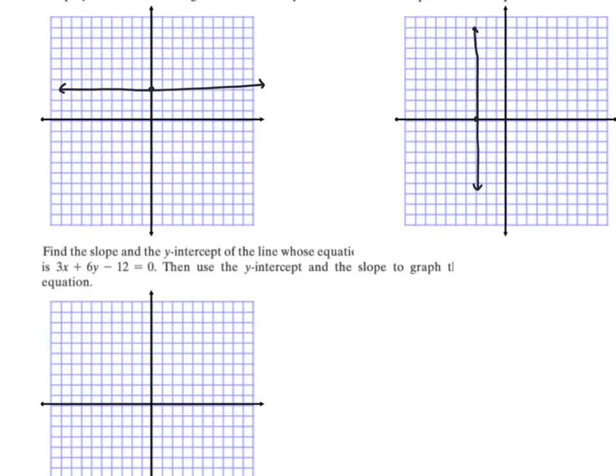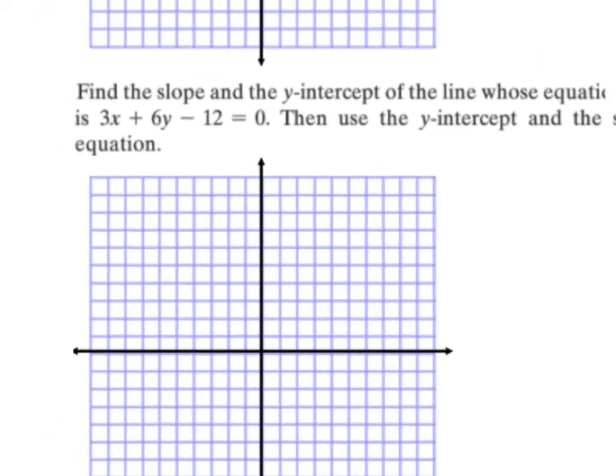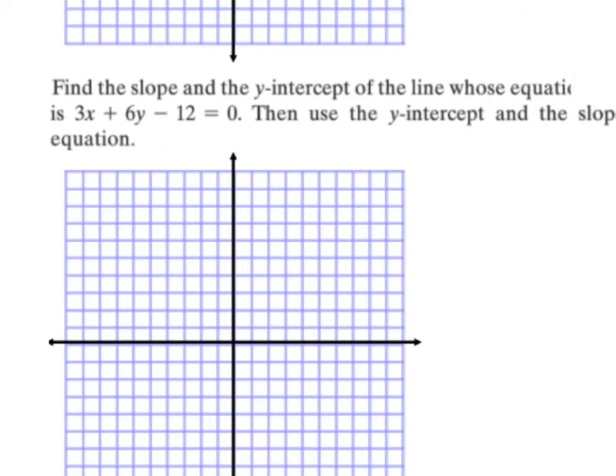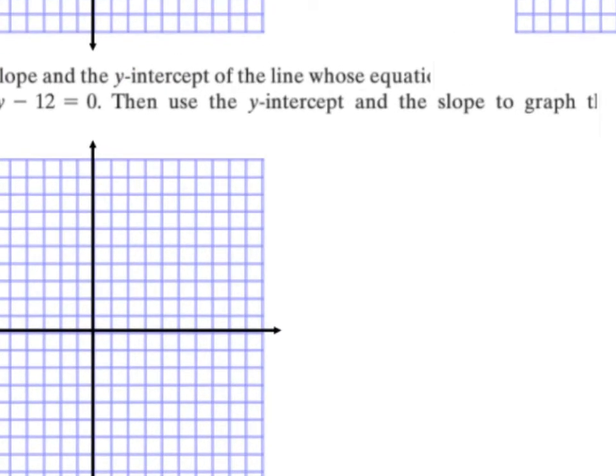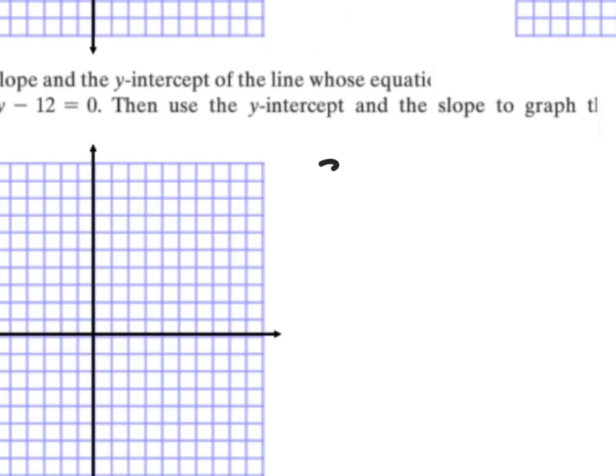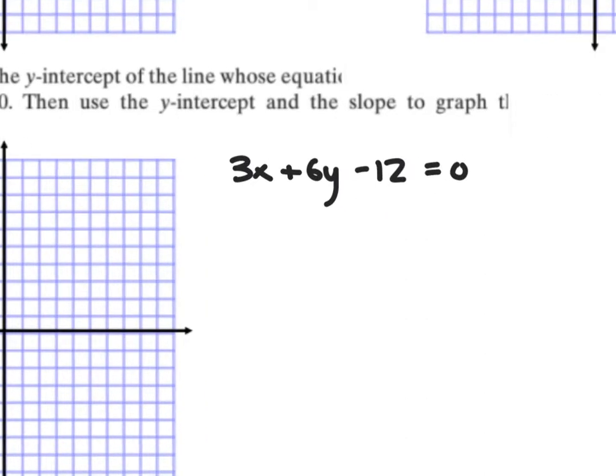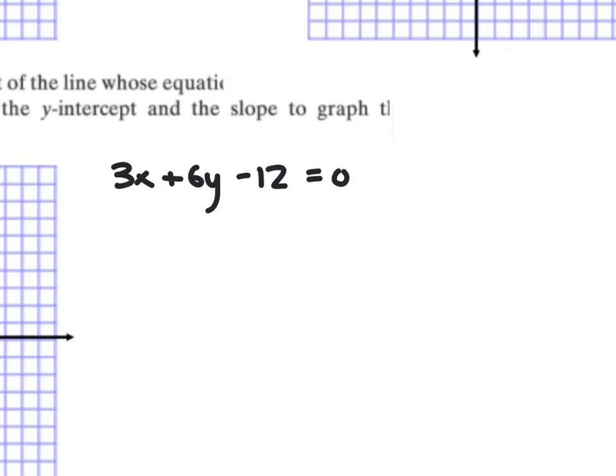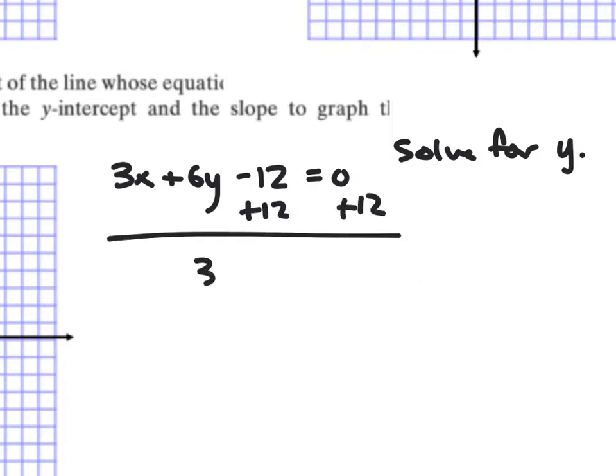Now on this one, what I want to do is graph this using the slope and the y-intercept. So I'm going to write this equation out. I've got 3x plus 6y minus 12 is equal to 0. What I want to do is find the slope and the y-intercept of this line. In order to do that, I need to solve for y, so I need to move everything else over. First I'm going to move over this minus 12, so I'm going to add 12 to both sides. So I get 3x plus 6y is equal to positive 12.